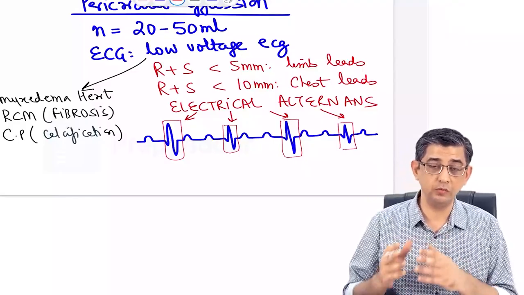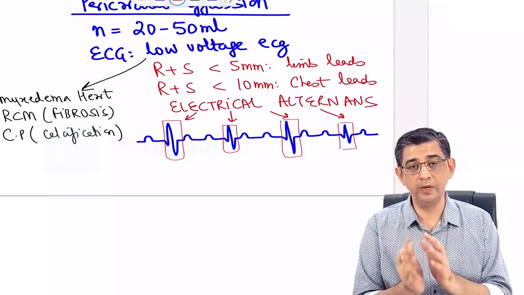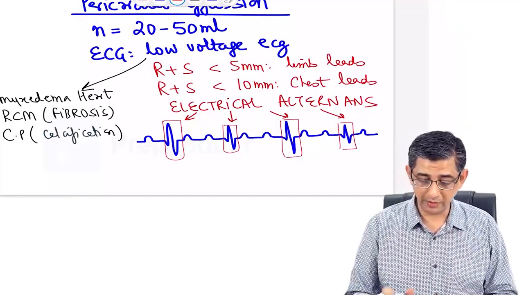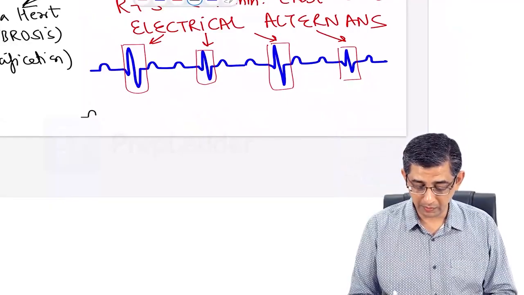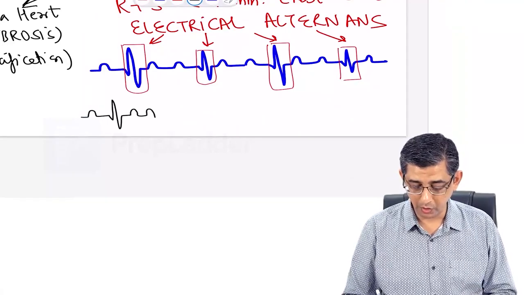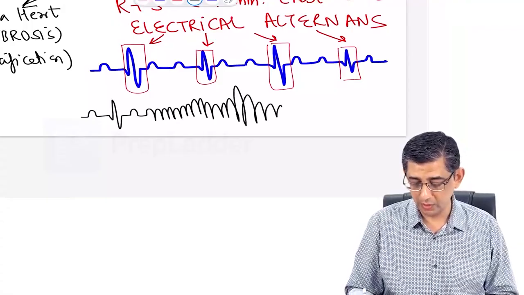This fluctuation of the voltage, this fluctuation of the axis of the heart, is because of the swirling fluid movement in and around the pericardial sac. I would also at this juncture remind you that if you get an ECG in the exam in which there is a broad QRS complex, but with variable amplitude, right?